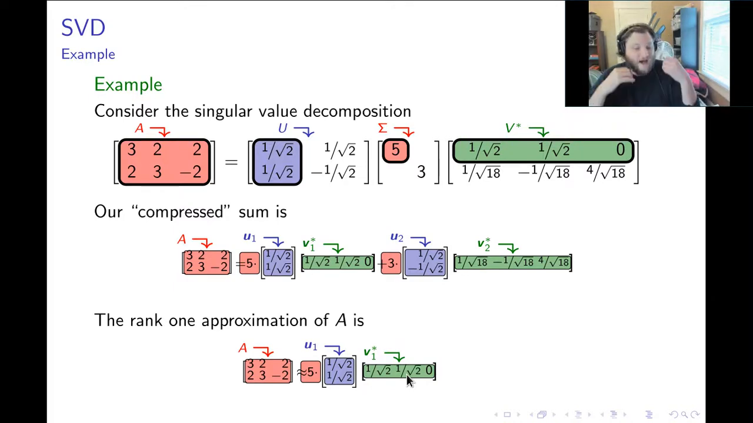We can calculate this rank 1 approximation because we have our singular value decomposition. And if we do the arithmetic here, this ends up equaling a matrix whose rows are both the same, 5 halves, 0. So this is not equal to A, but it's considered the best rank 1 approximation of A, which has rank 2.